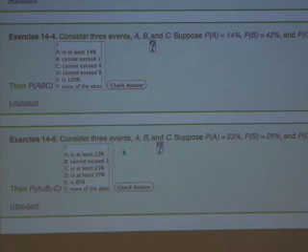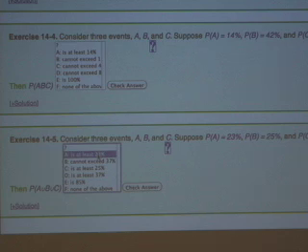Let's do this 14.5. We have 3 events, A, B, and C. Chance of A is 23%, chance of B is 25%, chance of C is 37%. What can we say about the probability of the union, A union B union C? Is it at least 23%? Yeah. Okay. Can it be bigger than 37%?